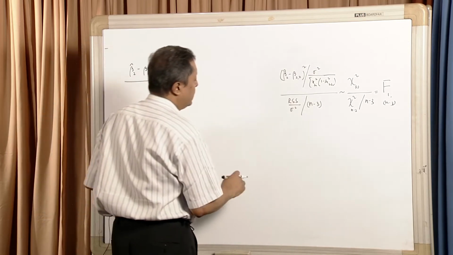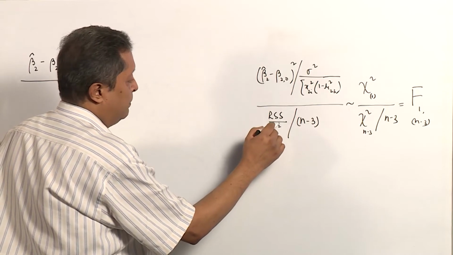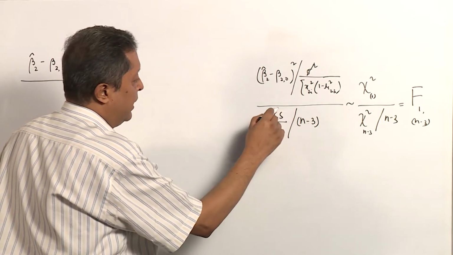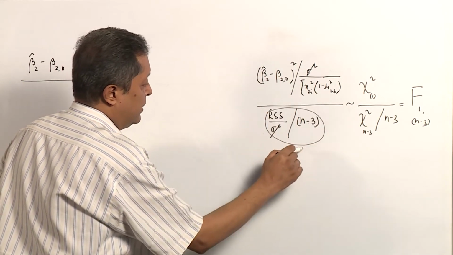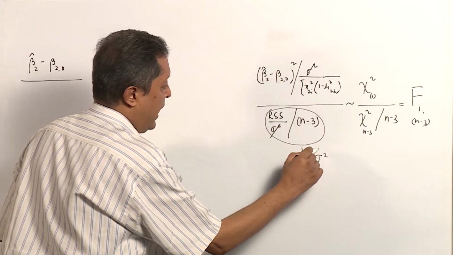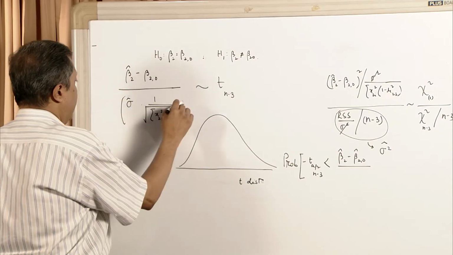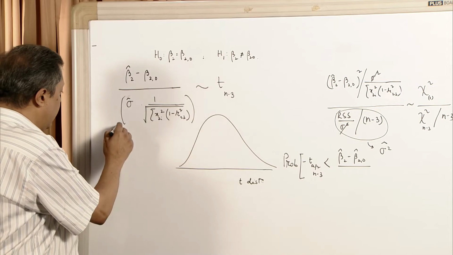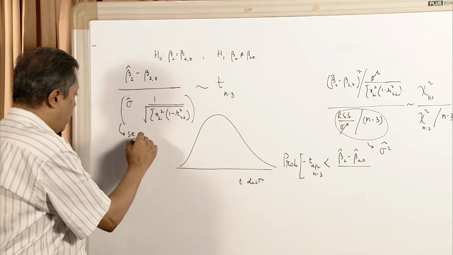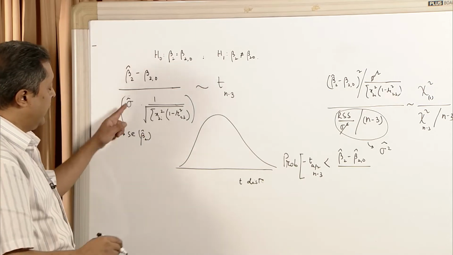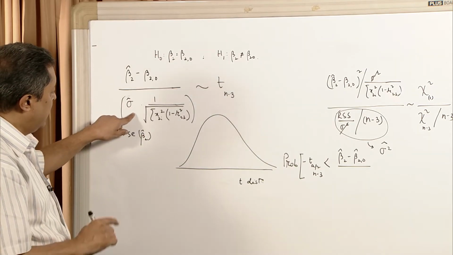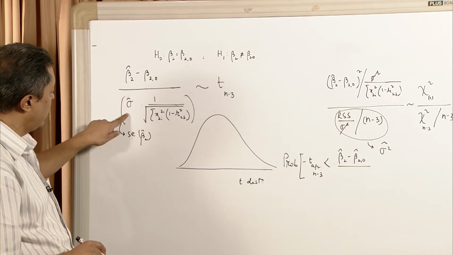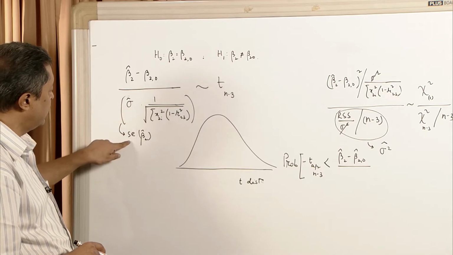and in the denominator what we have is we simplify by striking off this sigma square and this sigma square, and that RSS by n minus 3, what remains here is nothing but sigma square hat. This term sigma hat into this expression, the square has gone away, sigma hat into this expression, this is known as the standard error of beta 2 hat. It is the square root of the estimated variance of beta 2 hat, that is called the standard error.